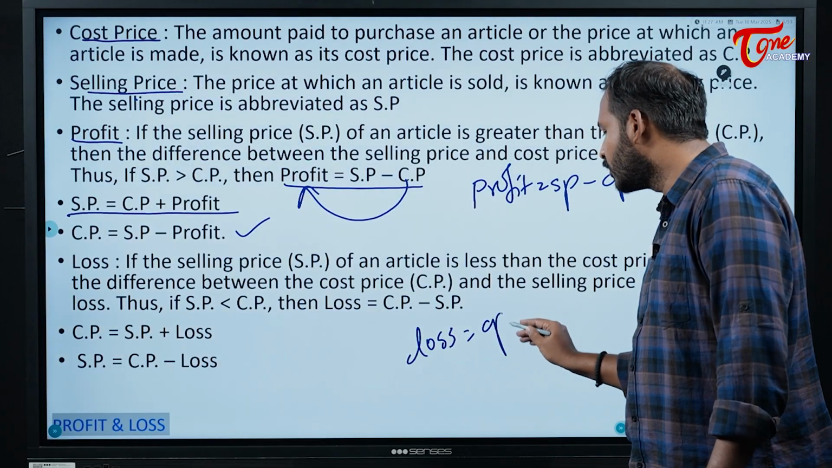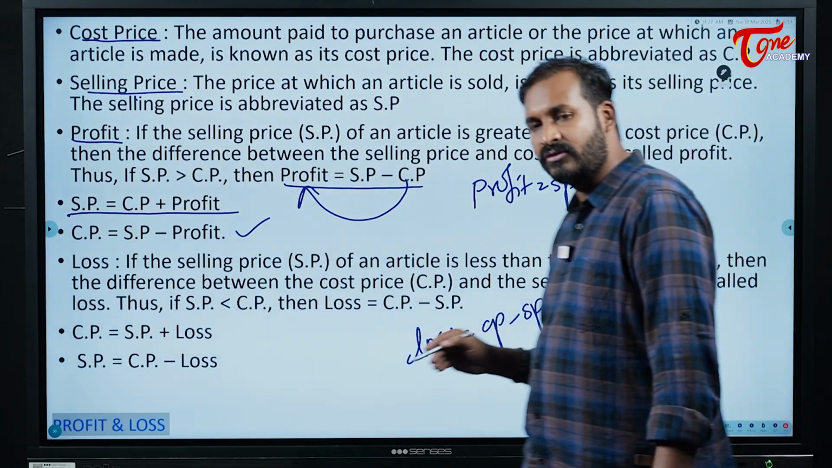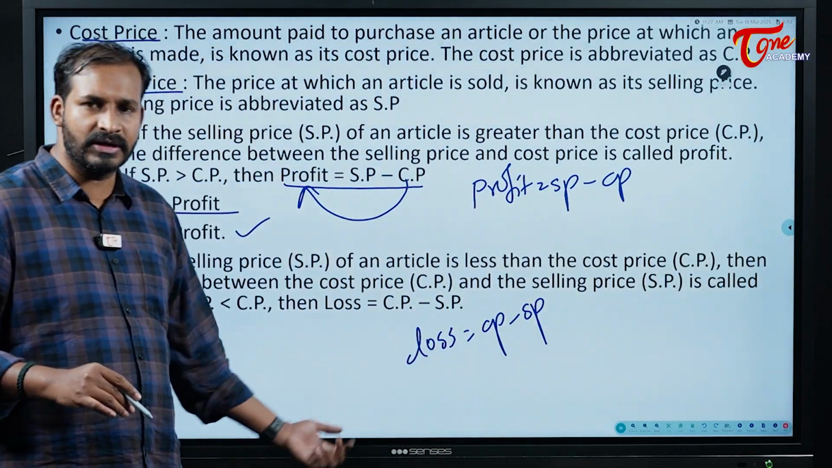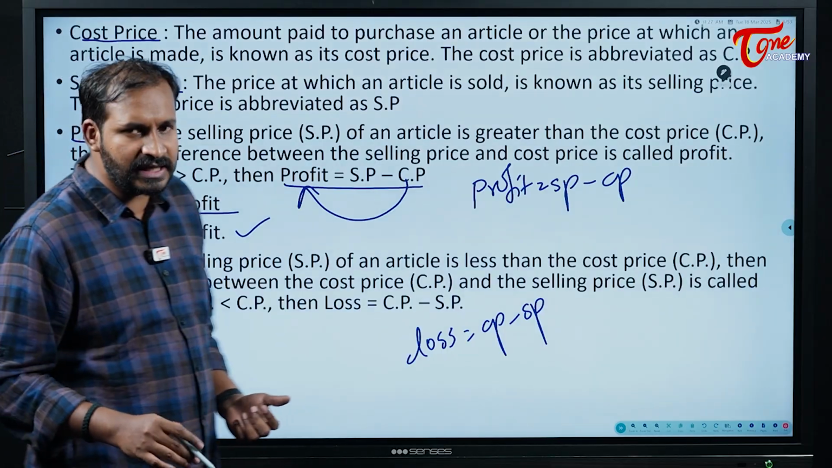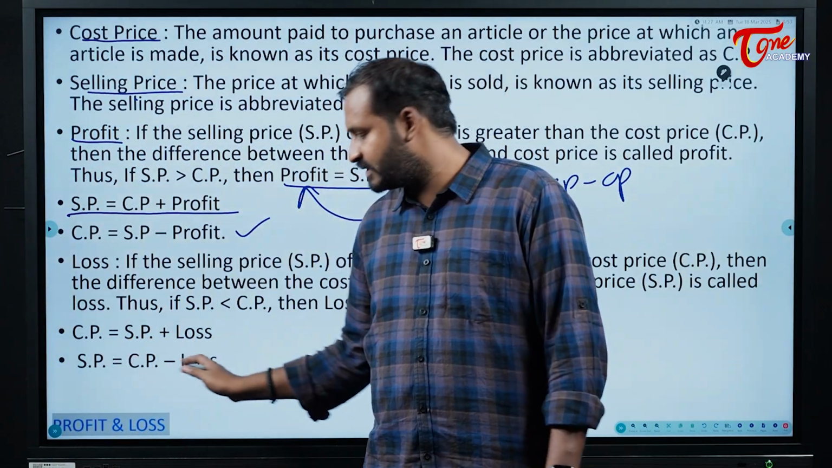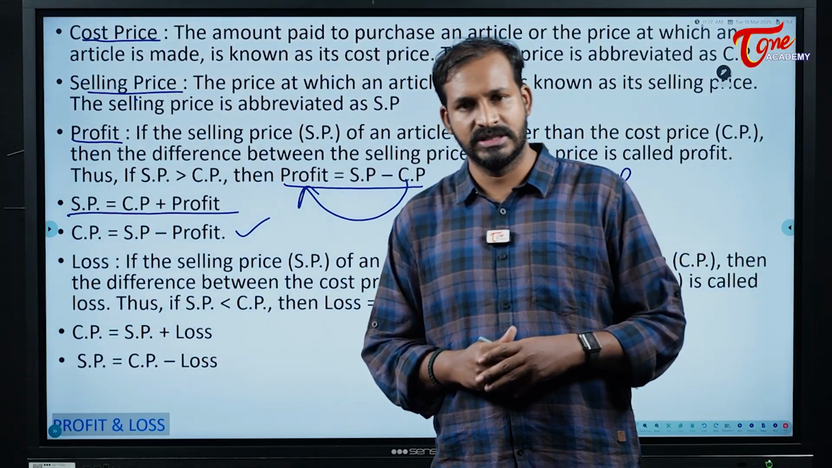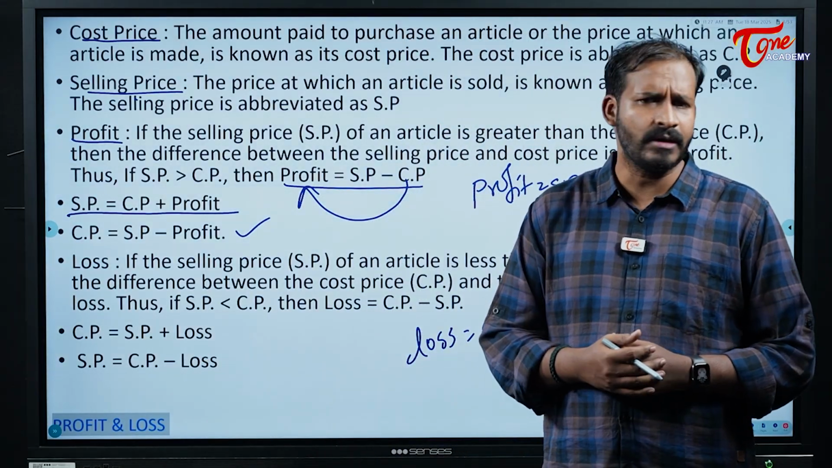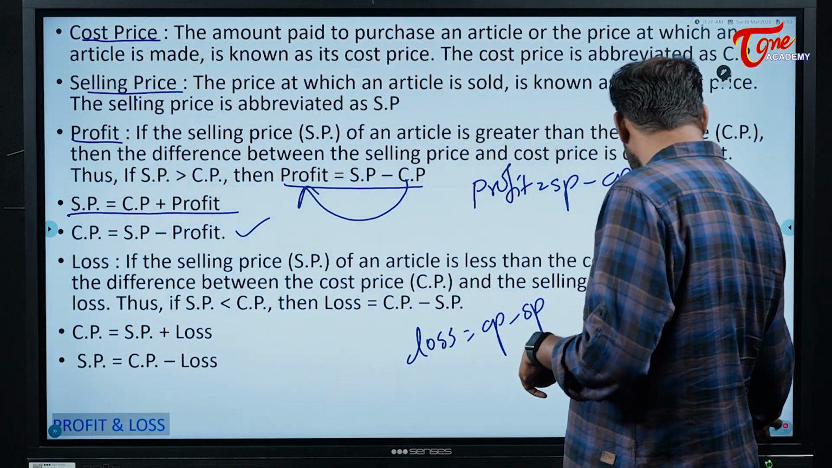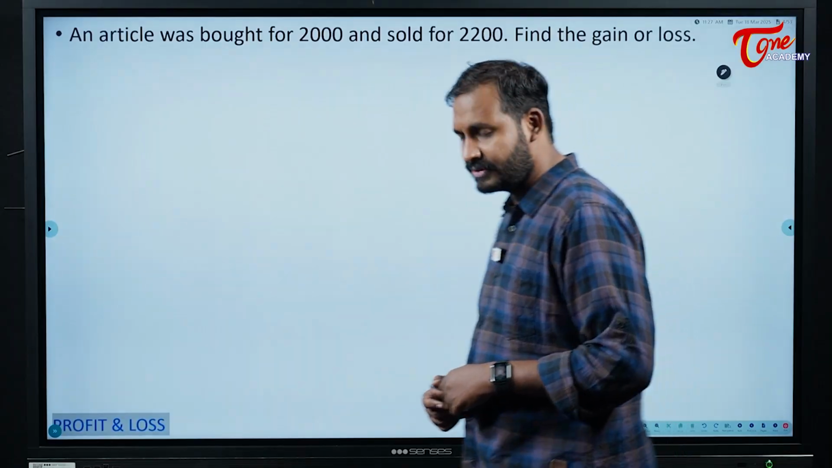Loss is equal to cost price minus selling price. Here also the same thing. We have three components. Based on our requirements, we will shuffle and write the same thing. Please see here, cost price is equal to selling price plus loss, selling price is equal to cost price minus loss. Like this we calculate the profit or loss in any business. Now we will see one basic example and then we will move to the other concept.